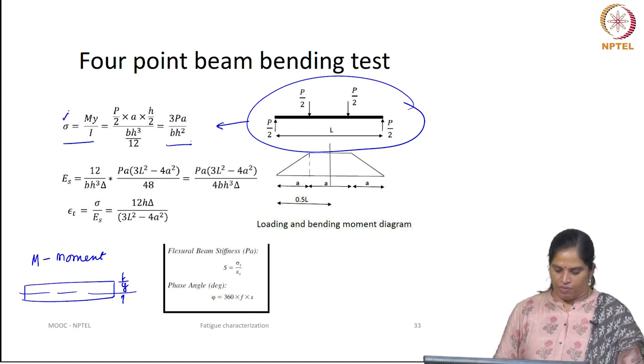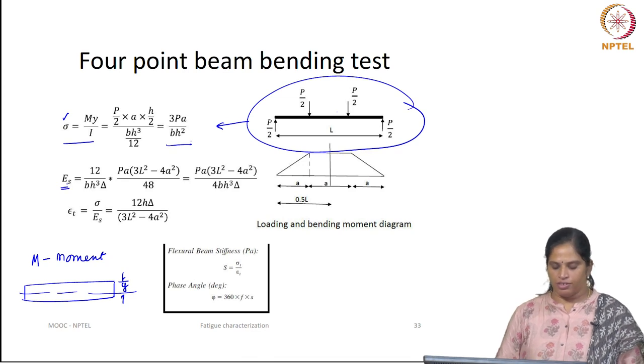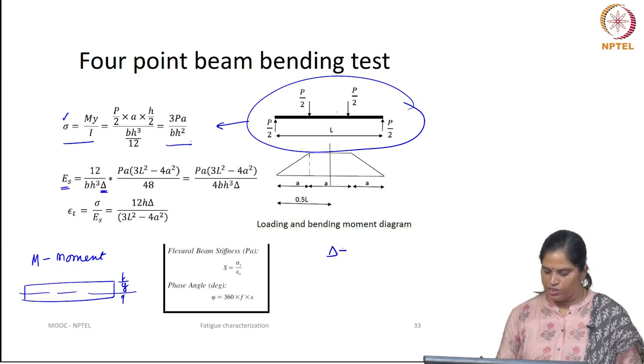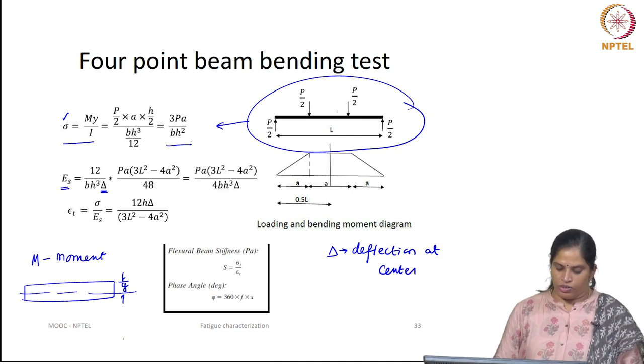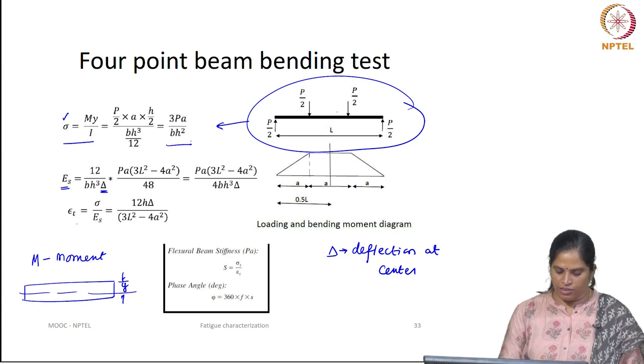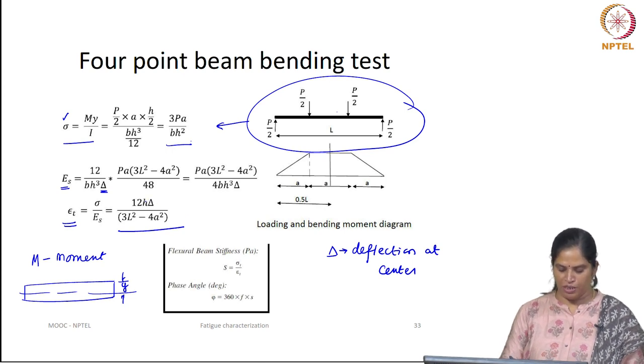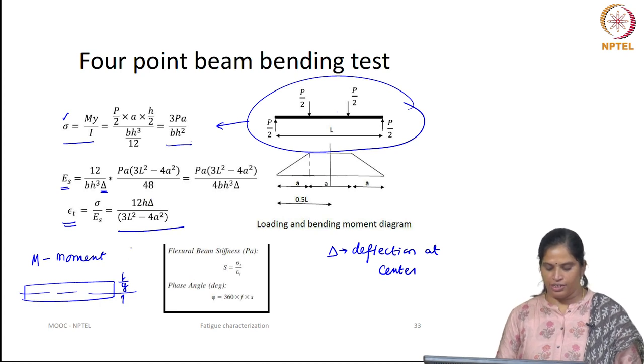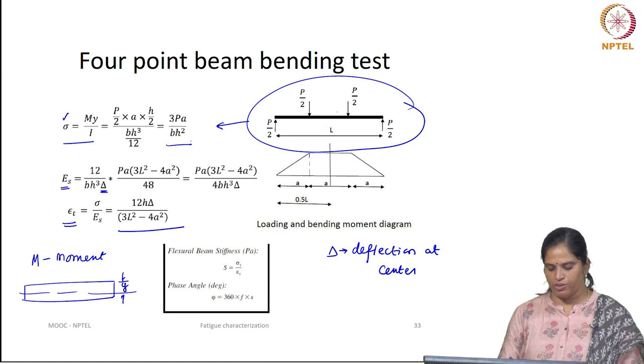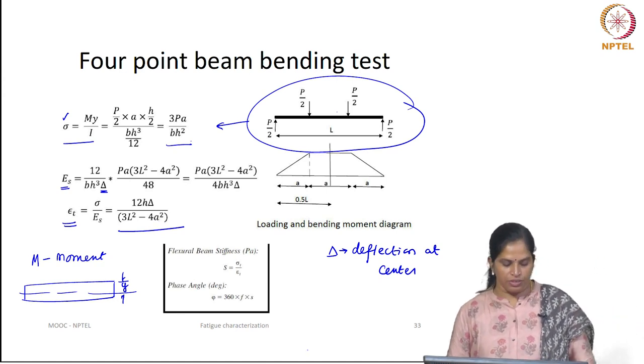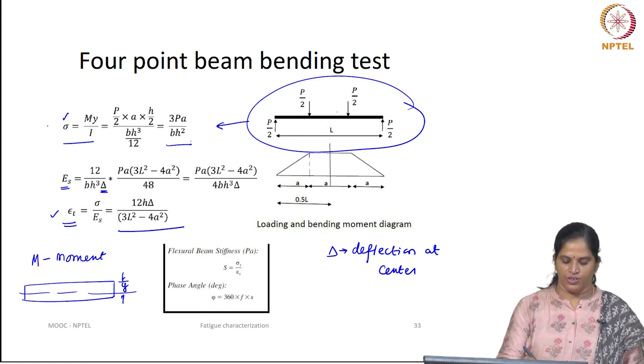Now with the deflection equation for this beam, we can calculate the modulus, where delta is nothing but the peak deflection at the center. With this elastic modulus, we can calculate the strain value, which depends on h, the height of the beam. Delta is the deflection at the center, L is the length between the two end supports, and a is the distance between two adjacent supports. So we calculate the strain value and the stress value.